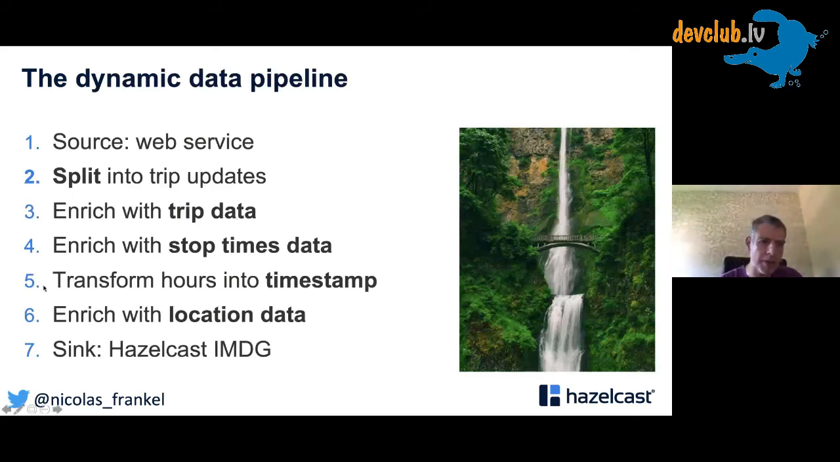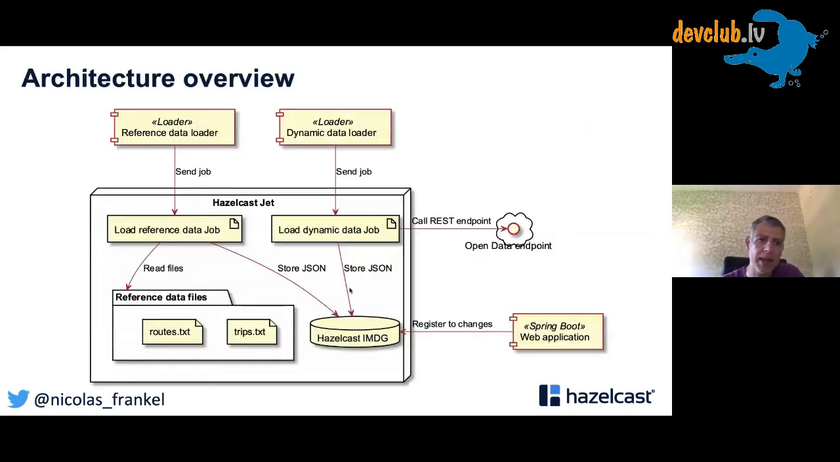The fifth step transforms hours into timestamps, because my front-end developers want timestamps only. So this is the architecture. Here I have my Jet cluster, and here I have an app that defines the pipeline, and it will send the pipeline to the cluster. The cluster will transform that pipeline into a job, so an actionable pipeline. It will read the data files, and it will put them into the Hazelcast IMDG.